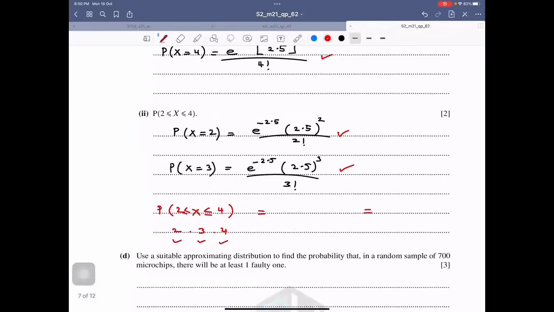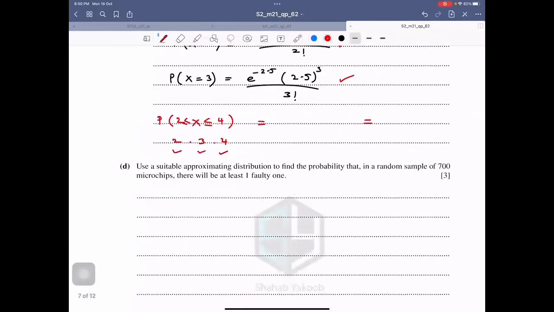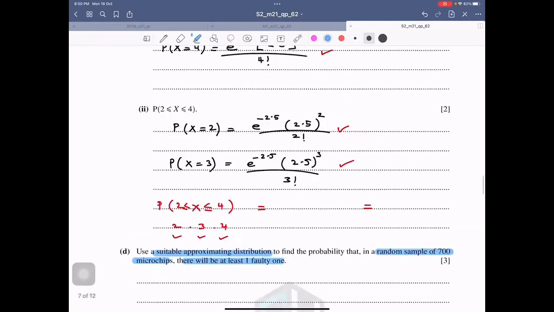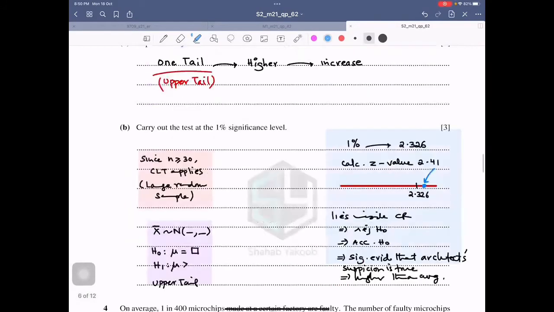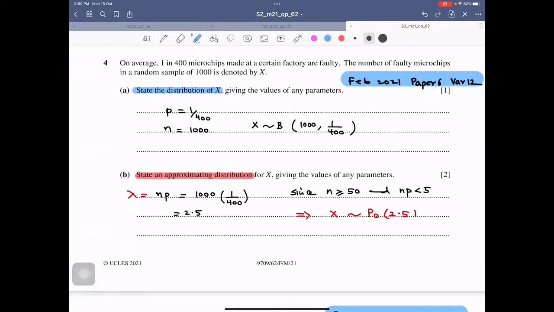What about the last part? The last part is using a suitable approximating distribution. Now, something else is more suitable. Using a suitable approximating distribution, find the probability in a random sample of 700 microchips there will be at least one faulty one. Now, in this scenario, what was the question about? 1 in 400 microchips are faulty, and the number of faulty microchips in a random sample of 1000 is denoted by X. So now the question is, okay, do we change the value of lambda?